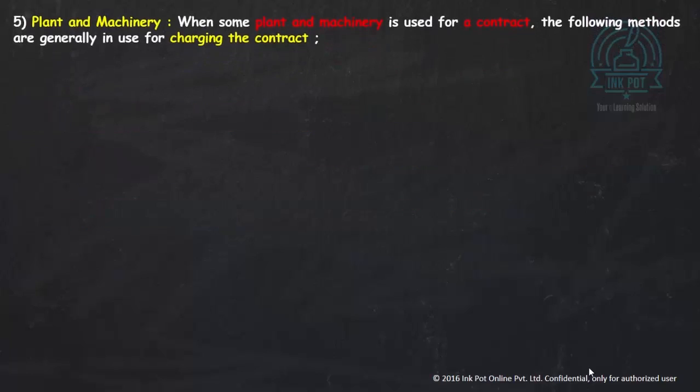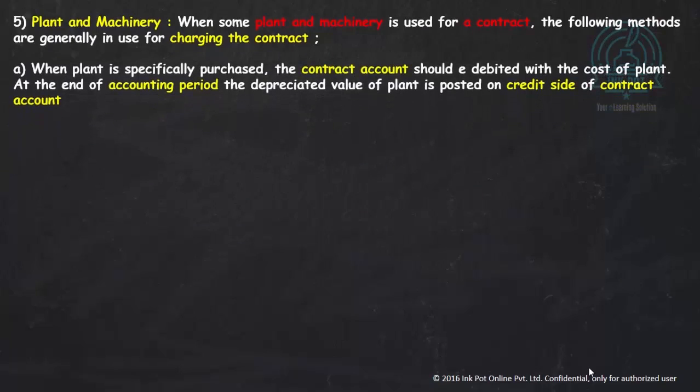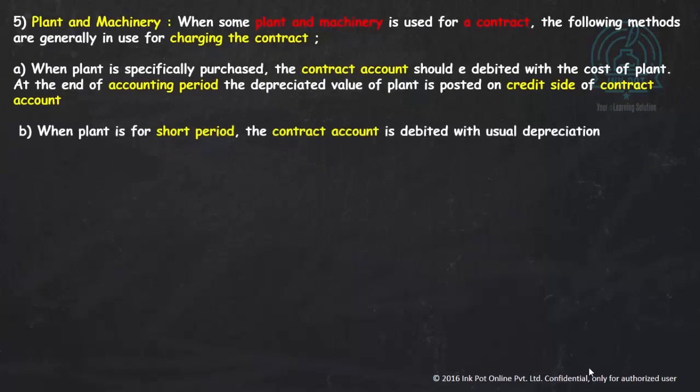Now we have the next expense known as plant and machinery. Plant and machinery is also an expense. Depreciation on plant and machinery is an expense. We can show either depreciation of plant and machinery in contract account, or the other way is that we can show the opening value of plant and machinery on the debit side and closing value on the credit side. So the difference is automatically the depreciation. So these are two ways by which we can show the depreciation in contract account.